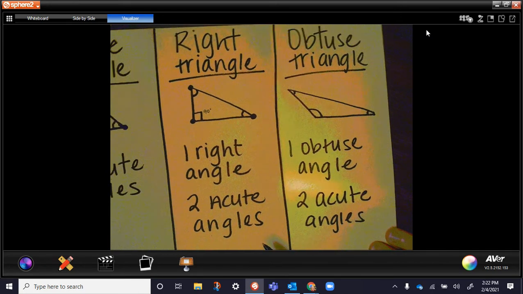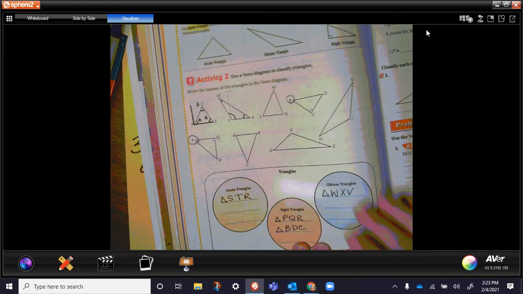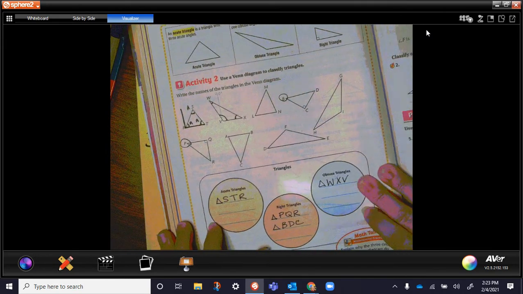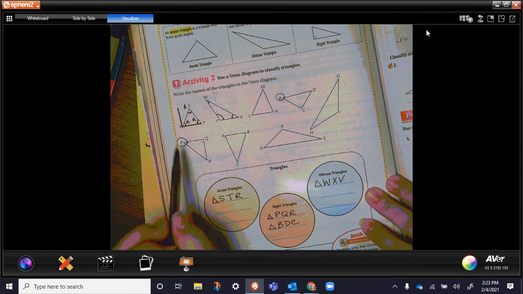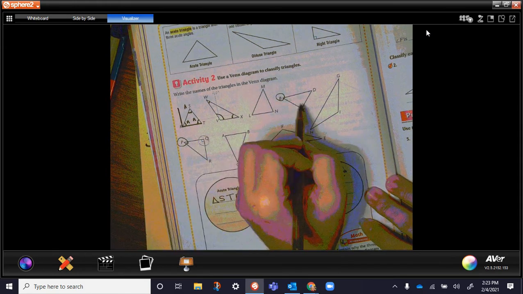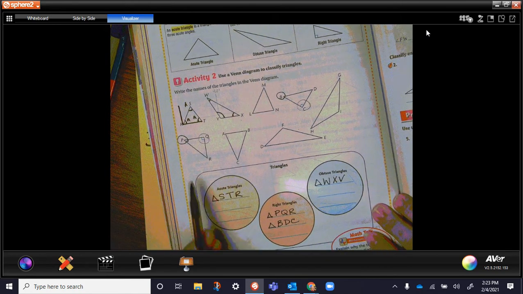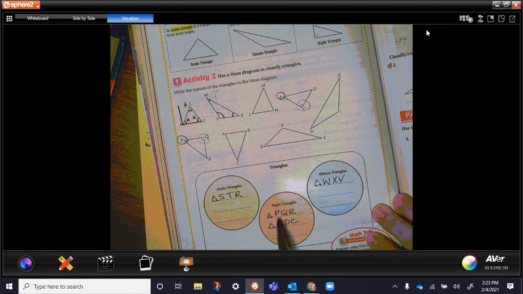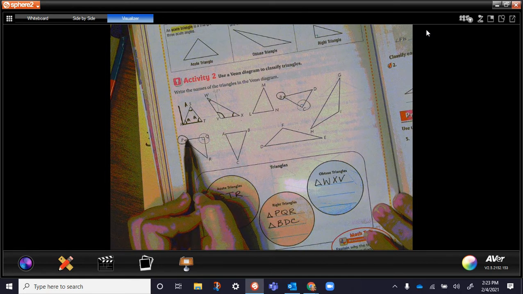Okay. Then in the book, we took that information and we looked at some of these here. So for the right angles, we saw those right away because we saw that square right there. And when you have that square, that shows that it's 90 degrees. And so when we go to name them, you put the little triangle to show that you're talking about a triangle. And you just start on one side and you just go around.